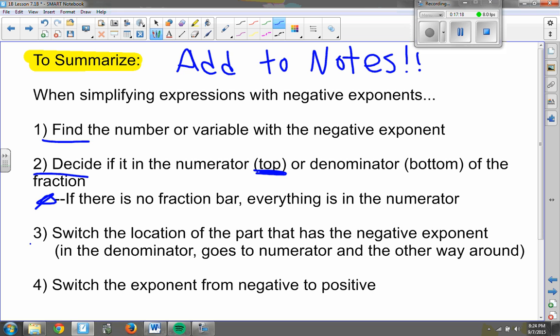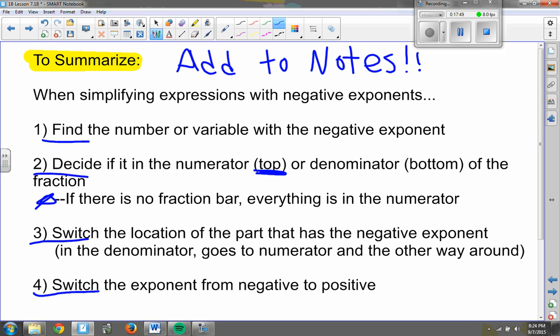And that is step 3. Switch the location of the part that has the negative exponent. If it's in the denominator, meaning the bottom, it goes to the numerator or the top. And the other way around, if it's in the top, it goes to the bottom. Okay? And then the last step is also, please remember to switch the exponent from a negative number to a positive number. Don't rewrite your negative exponents after you have done your switching. Okay? Add those 4 steps to your notes.